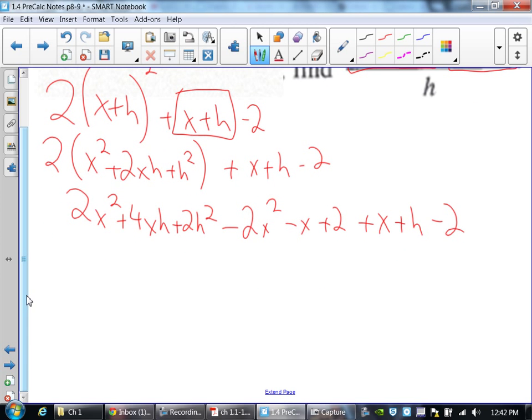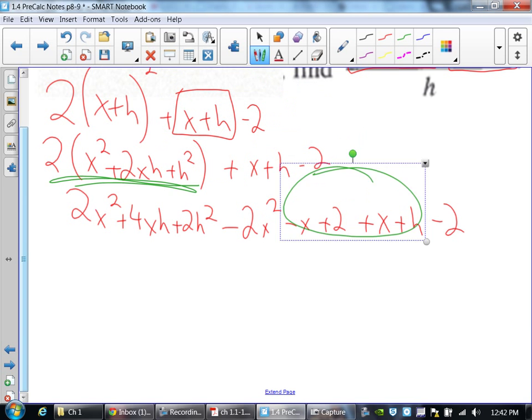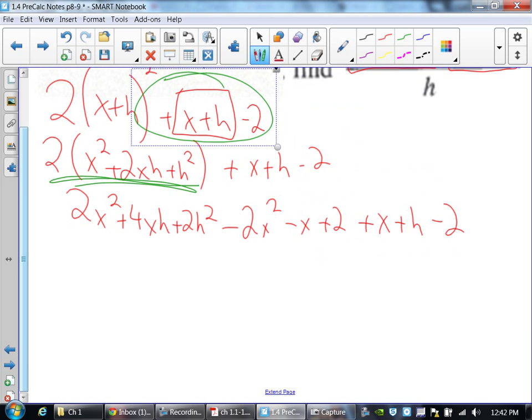So what happened was, after I distributed out and foiled all this stuff, I kept going. I just forgot to bring it back into here and bring it back down here. So now I have all of it that I'm supposed to have. Now I can simplify. The 2x squareds go away.